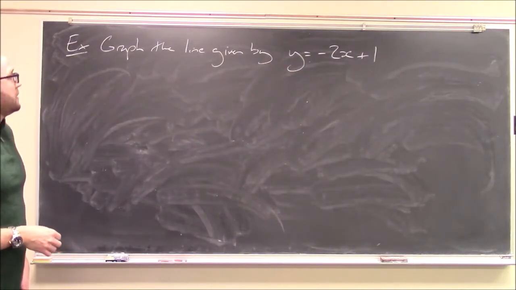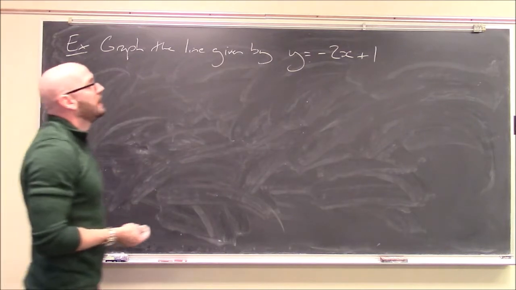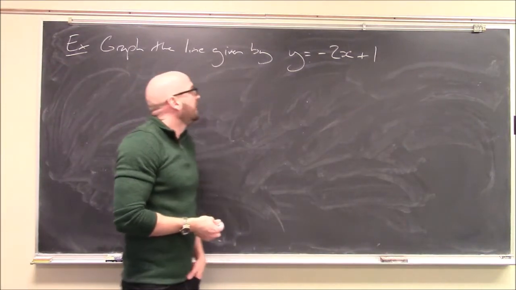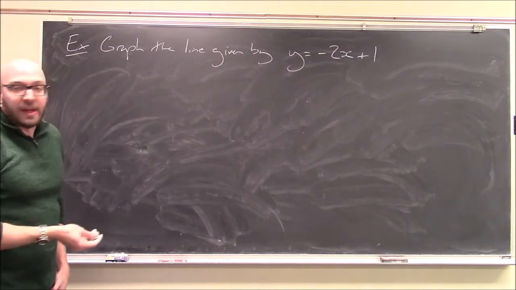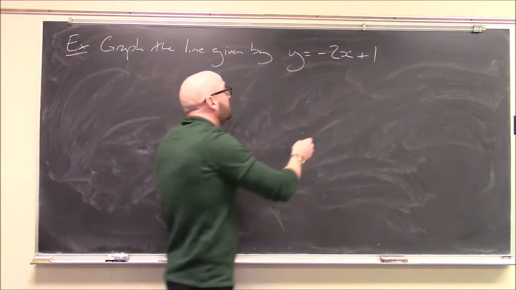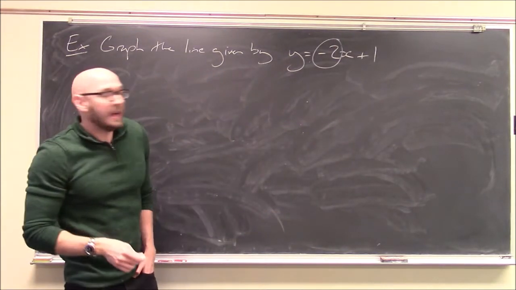Here's a very simple example. Graph the line given by the following equation: y equals minus 2x plus 1. And you'll notice that it is already given in this form, y equals mx plus b. So I can read off some important geometric information. I can read off immediately, there's my m, right?